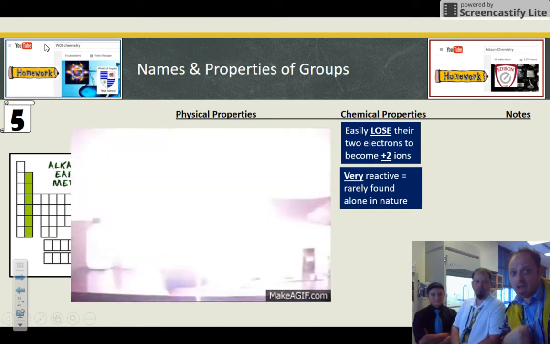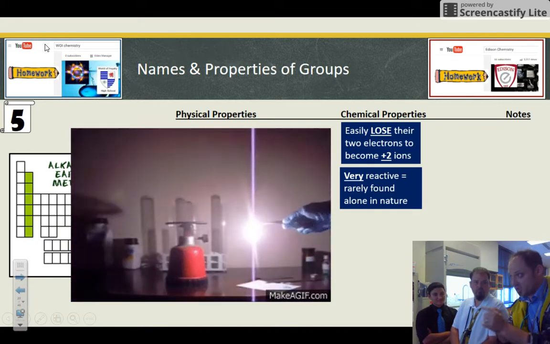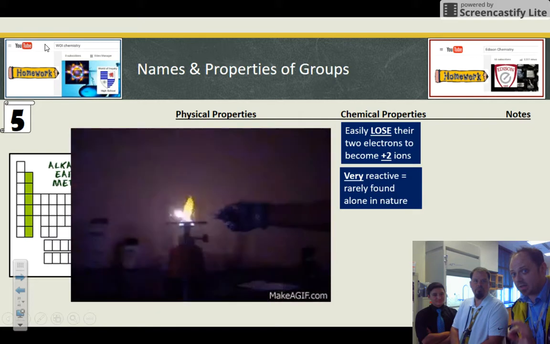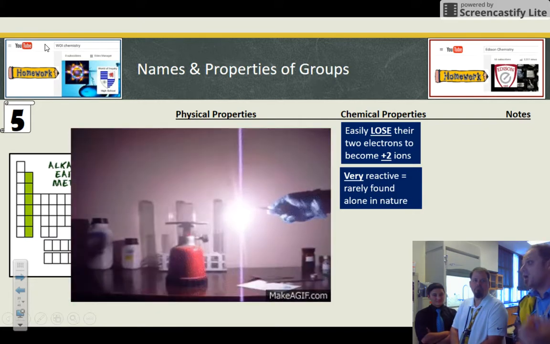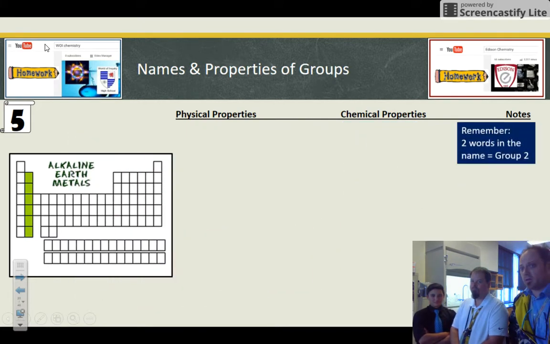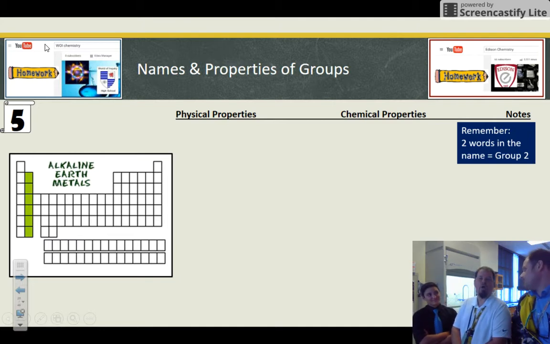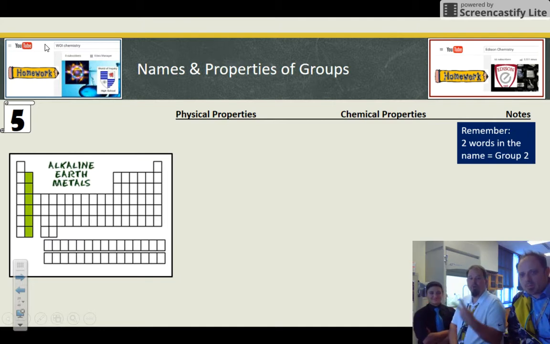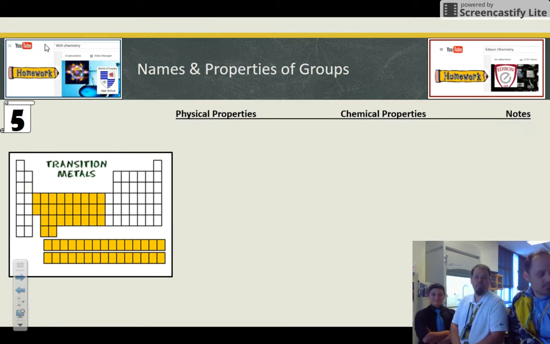And here's the deal. In my lab, in my class, if you've watched this video and see this magnesium ribbon lit on fire and want to do it yourself, you come and ask me. We'll do it one-on-one in the lab. I already did it for some classes, to be honest with you. I'm doing it to see if they pay attention. Remember, alkaline earth is group 2. Key. Okay? Absolutely.